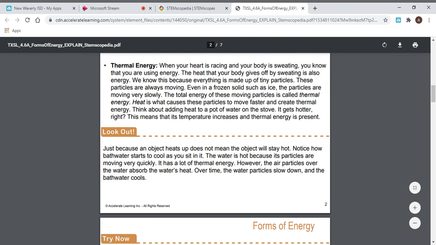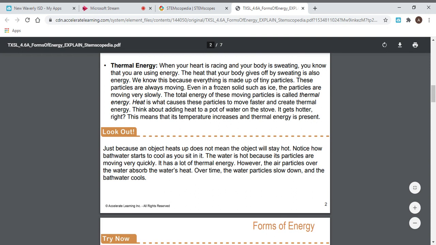So thermal energy. When your heart is racing and your body is sweating, you know that you are using energy. The heat that your body gives off by sweating is also energy. We know this because everything is made up of tiny particles. These tiny particles are always moving, even in a frozen solid such as ice. The particles are moving very slowly. The total energy of these moving particles is called thermal energy. Heat is what causes these particles to move faster and create thermal energy.